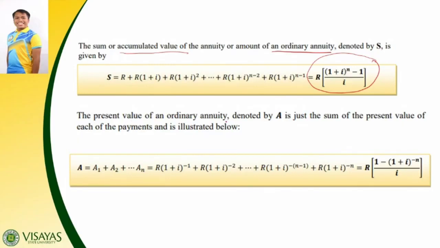The present value of an ordinary annuity is denoted by A. So when we say A, it is the present value. In simple and compound interest, this is the P. And this S is somewhat related to your F, the future value, or MV, the maturity value. So we relate them that way. Okay? So the present value is given by this equation or formula, right?